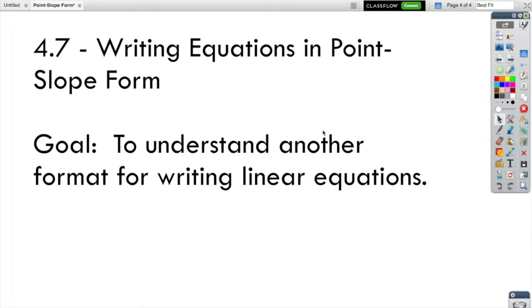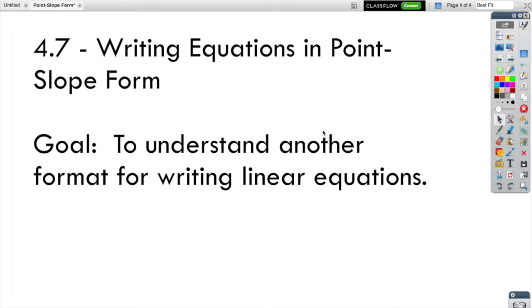This is lesson 4.7, writing equations in something called point-slope form. So our goal today, yet again, revolves around linear equations. And today what we're going to focus on is another way to look at linear equations called point-slope form, just a different format from what we've seen.